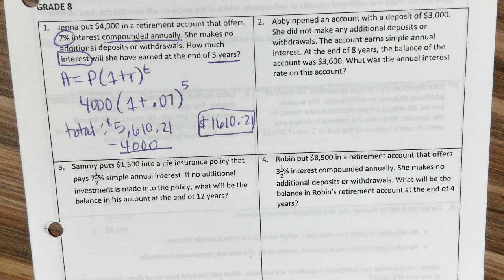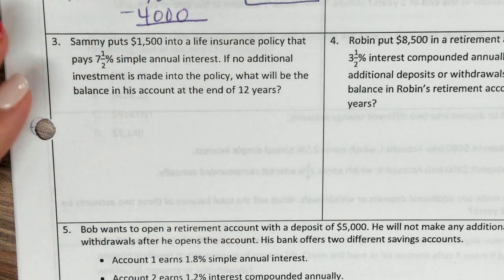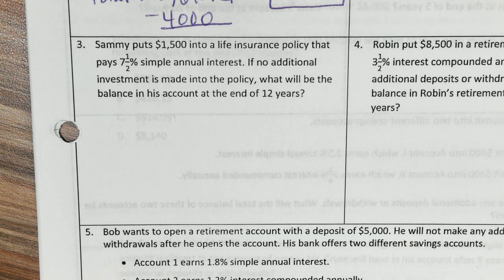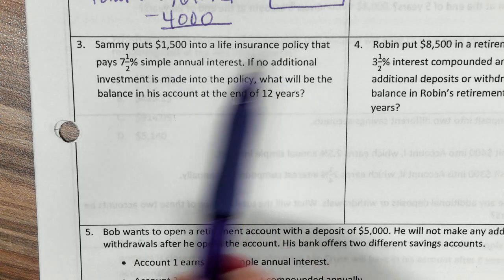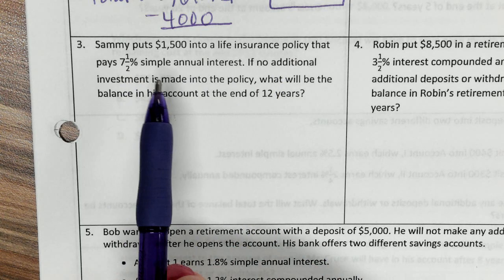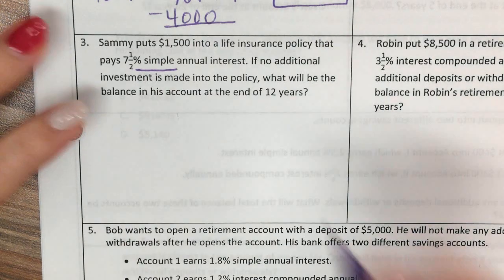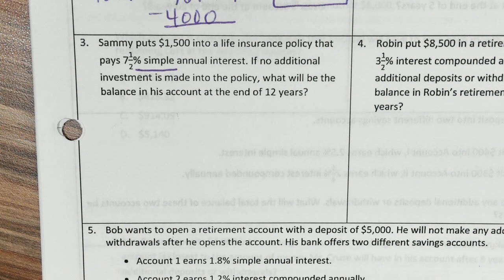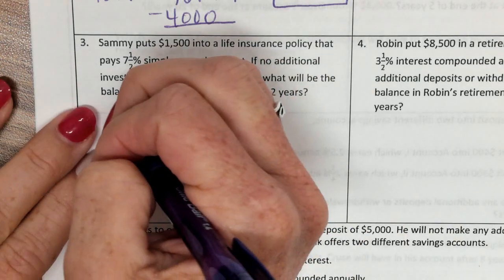All right, skip to number 3. I should have everybody sitting up and paying attention. Sammy puts $1,500 in a life insurance policy that pays 7.5% simple interest. What should I underline or circle? Before I move on, should I write the formula? So I go to my star chart, I find simple interest, and I write I equals PRT.